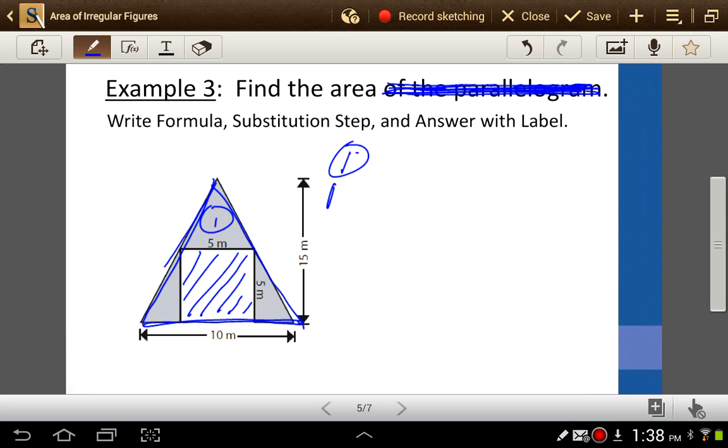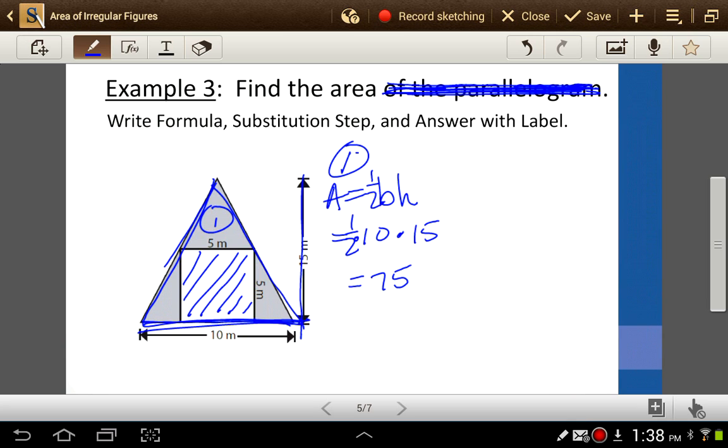So that's going to be area equals base times height. And the base of that is 10. Oops, I'm sorry, area equals 1/2 base times height, because that's a triangle. So that's going to be 1/2 times 10 times, and then the height here is 15. So 1/2 times 10 times 15. That is going to equal 75.